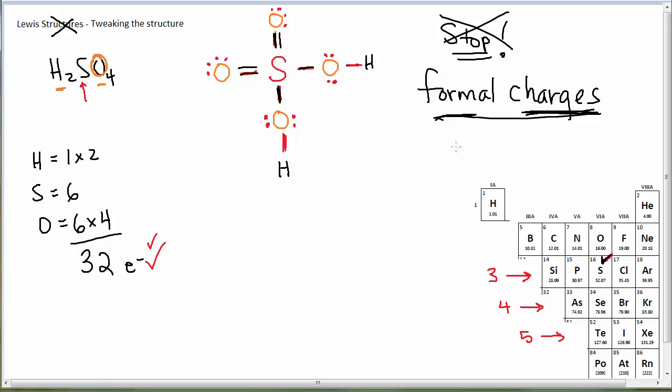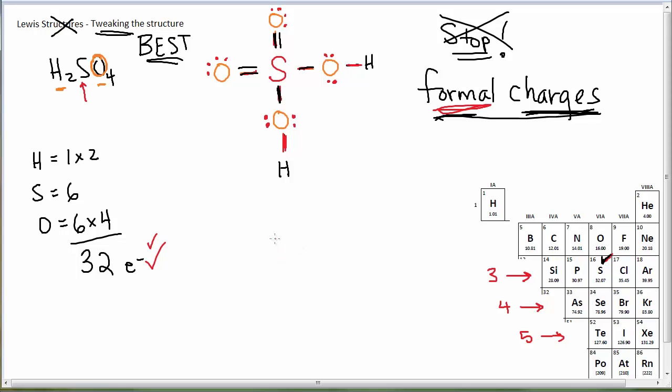They are a bookkeeping method of keeping track of electrons in a Lewis structure to help us decide what is the best Lewis structure, to help us tweak the Lewis structure to find the best one. All right, this is a step further than the general rules, and we have to analyze formal charges in order to do it. So let's talk about what formal charges are.